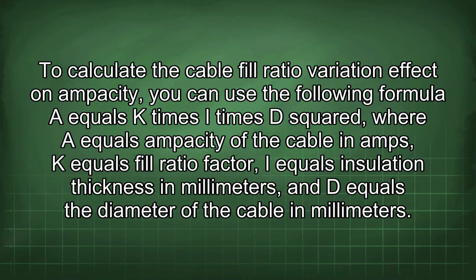To calculate the cable fill ratio variation effect on ampacity, you can use the following formula: A equals K times I times D squared, where A equals ampacity of the cable in amps, K equals fill ratio factor, I equals insulation thickness in millimeters, and D equals the diameter of the cable in millimeters.